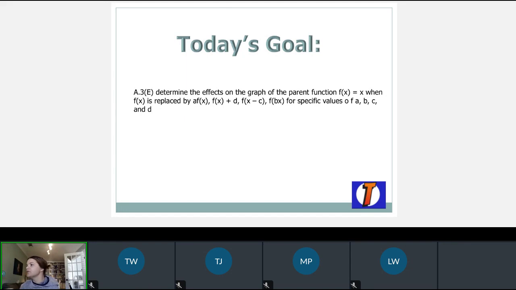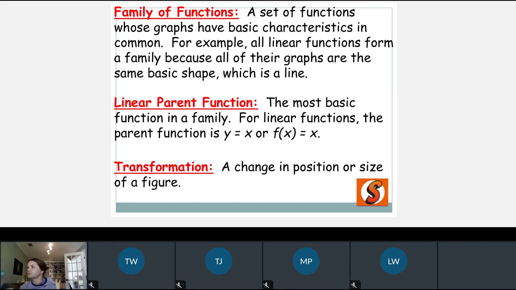Thank you. So first, let's talk about some vocabulary to get started. What is a family of functions? A family of functions is a set of functions whose graphs have basic characteristics in common. For us, right now, all linear functions form a family because all of their graphs are the same basic shape, which is a straight line. We have different families of functions, but all we have talked about so far is linear functions. So for purposes of algebra and what we've covered, the family of functions is going to be linear functions.